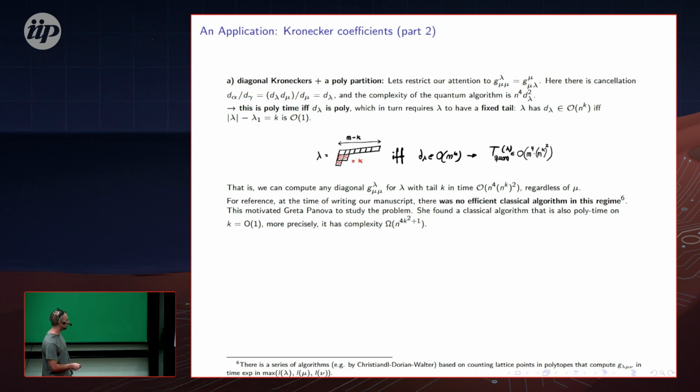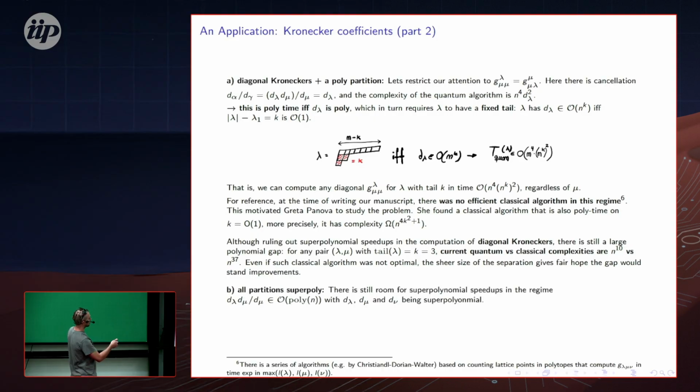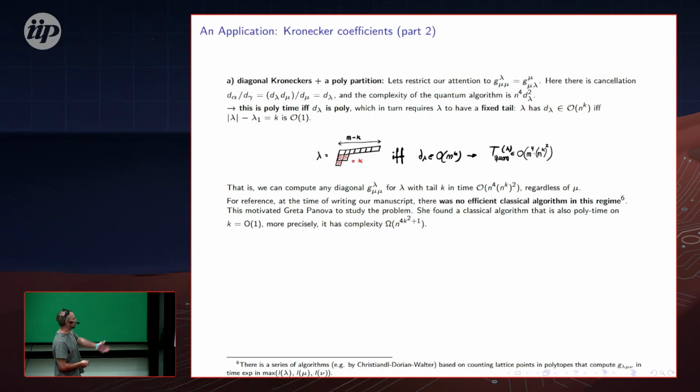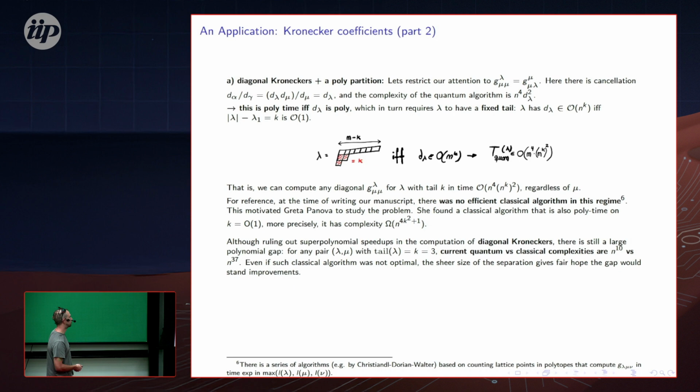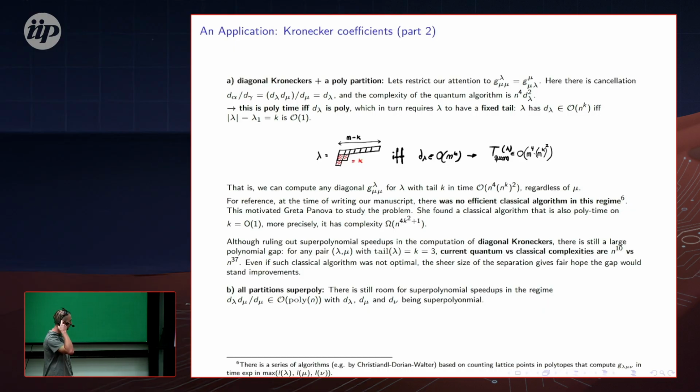For reference, there were no efficient classical algorithms for doing this. The best known approaches were basically by Christandl, Doran and Walter, based on counting lattice points in polytopes, and the Kroneckers were computed in time exponential in the max length of all of them. So, for example, the mu length would appear here. In our case, it doesn't. And Greta Panova studied the problem and found a classical algorithm, as I said in the beginning, but it's n to the k squared. So even at k equals 3, you have a quantum n to the 10 versus n to the 37 classical. Even if the classical one is not optimal, this is a very large separation.